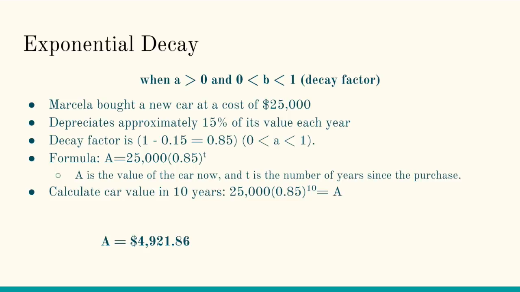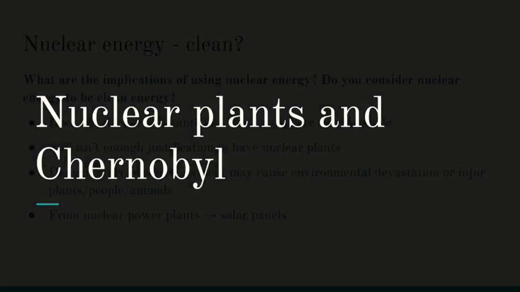If we want to calculate the value of the car in 10 years, the formula will be A equals 25,000 times 0.85 to the power of 10, which will equal 4,921.86.